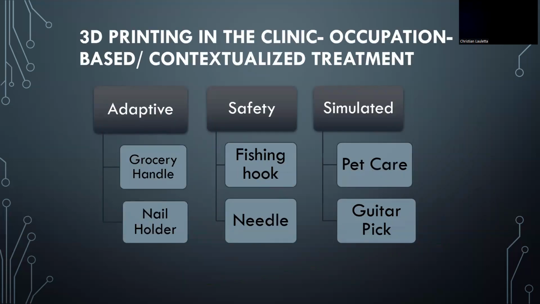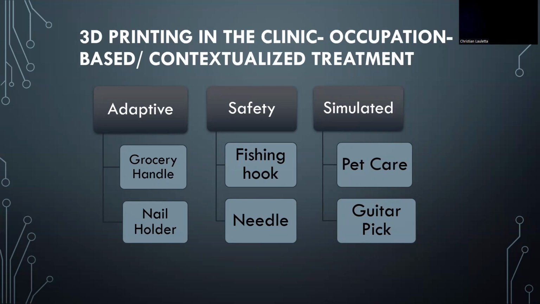So to go further into examples of specific things that we have printed, in the adaptive category, we have a grocery handle that has 3 different hooks. So it's a gross grasp for a patient, and then it holds those bags to kind of take the pressure off if they don't have appropriate strength, or if they don't have the correct dexterity in all their fingers, they can just do that gross grasp.